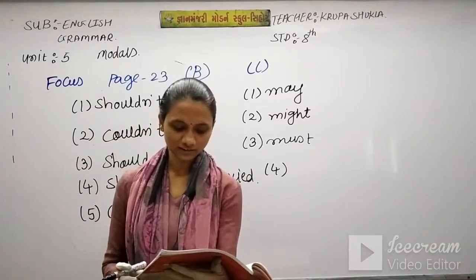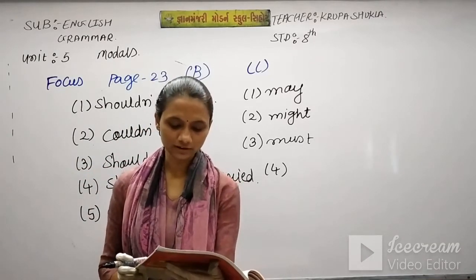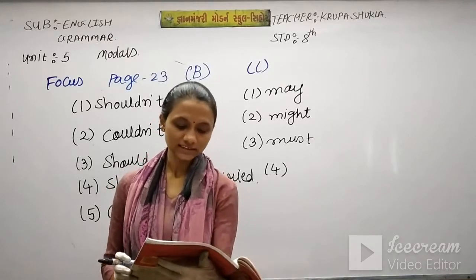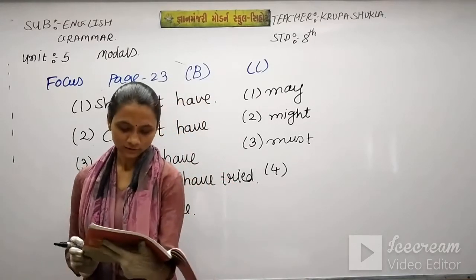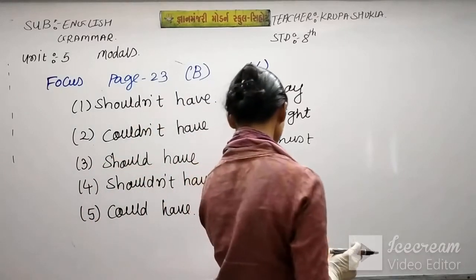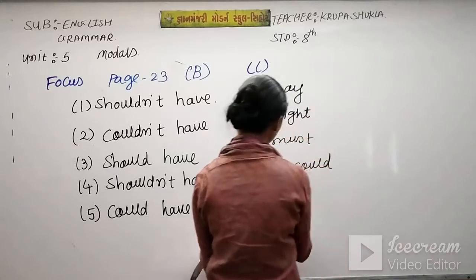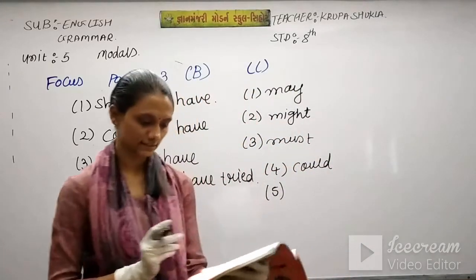Tanya said, look at the clouds in the sky. There blank be a storm. Definitely something is going to happen. See, clouds are there in the sky. So there could or must, both are possible in this situation.